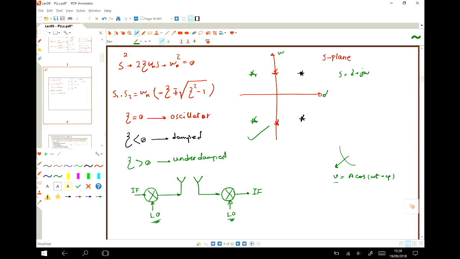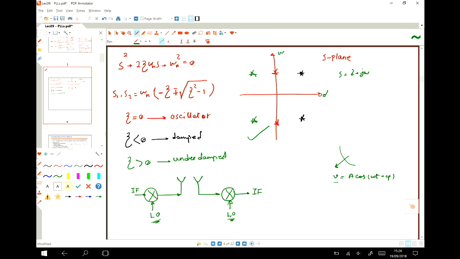And what should I do? I should find the LO in the satellite based on a reference signal that I have. And then I try to lock this reference signal to the carrier frequency that I received from the satellite, and then do the down conversion.